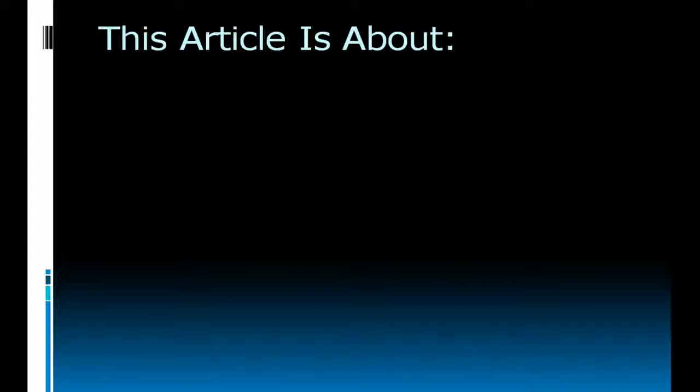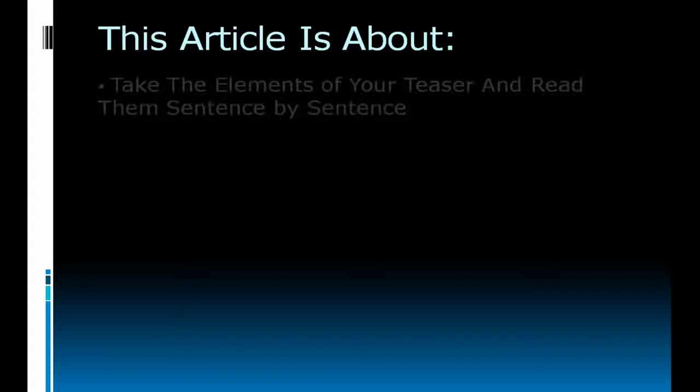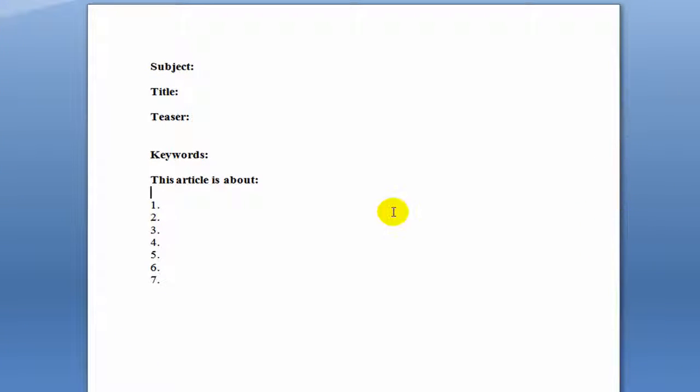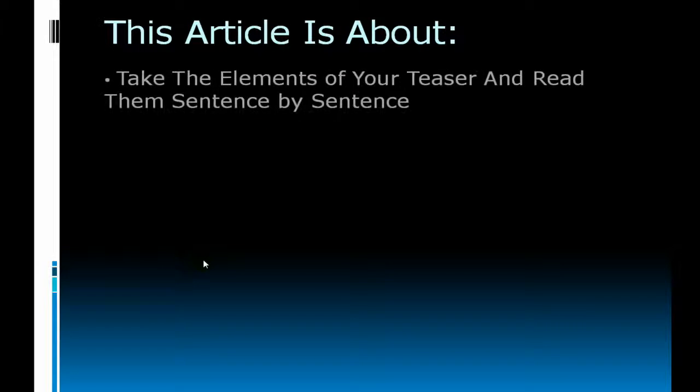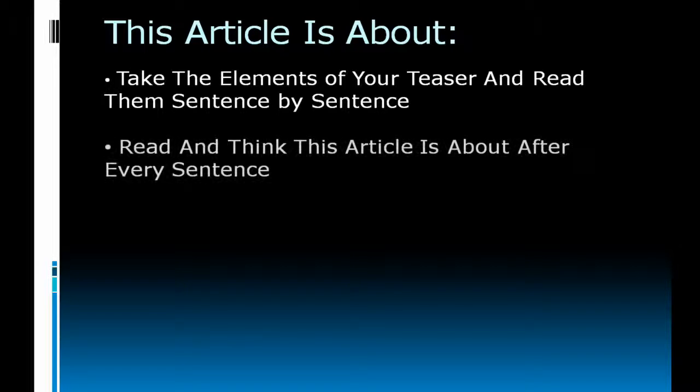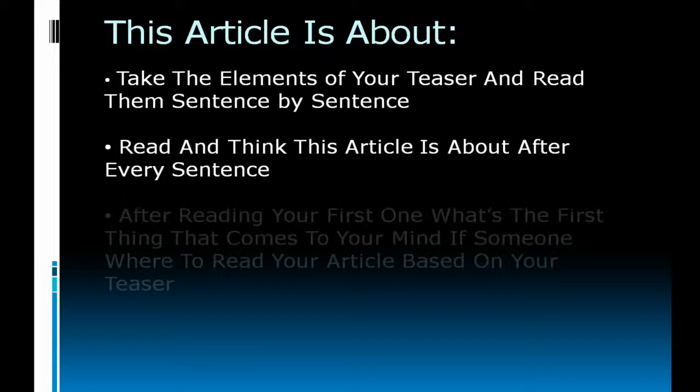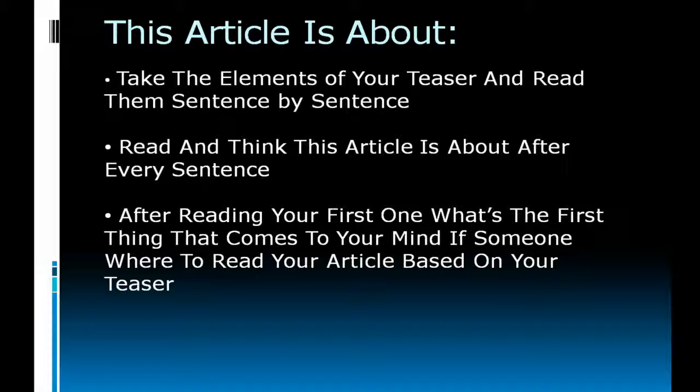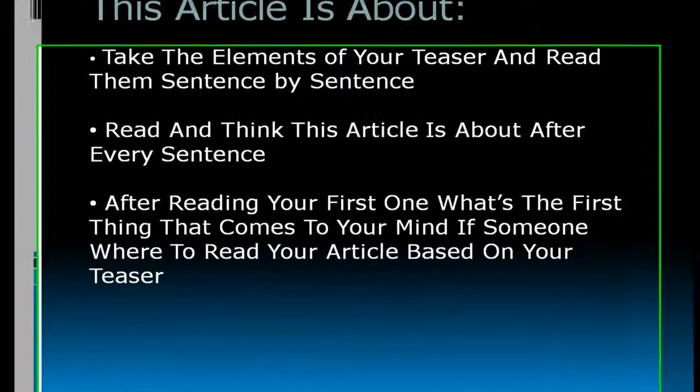The first one is going to be this article is about, and what that really means, and I'll show you where it is on the template here. This article is about, and then you have seven numbers down here where you can kind of list things. So I'm going to go back here, take the element of your article, your teaser, and read them sentence by sentence, and I'll explain this in just a second. Read and think this article is about after every sentence. Okay, and after reading your first one, what's the first thing that pops into your mind if someone were to read your article based on your teaser?